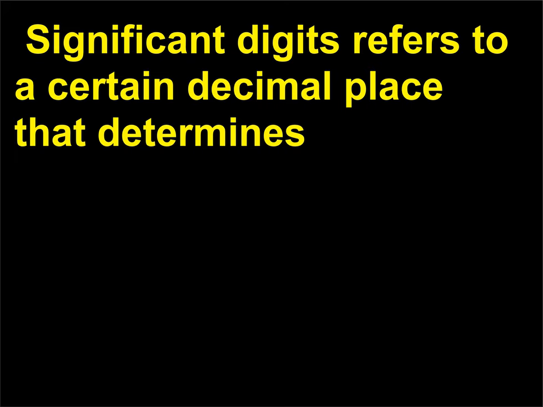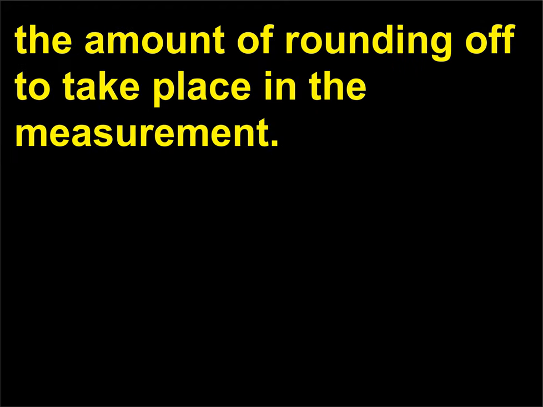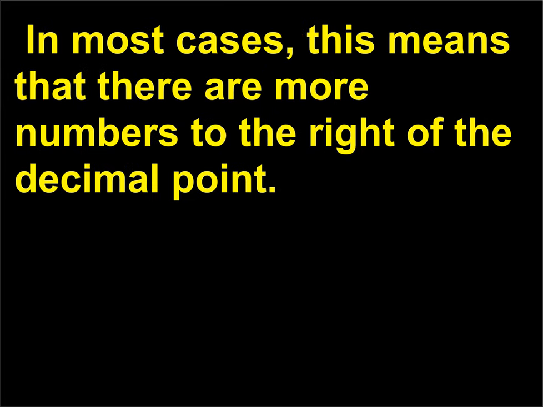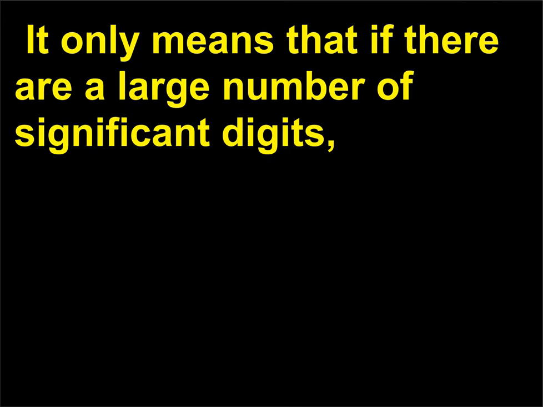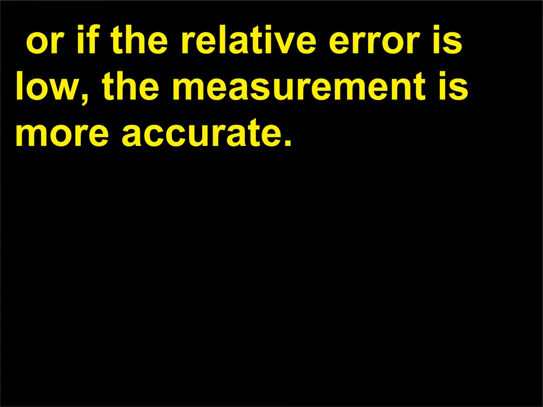Significant digits refers to a certain decimal place that determines the amount of rounding off to take place in the measurement. In most cases, this means that there are more numbers to the right of the decimal point. But beware! Accuracy in measurement does not mean the actual measurement taken was accurate. It only means that if there are a large number of significant digits, or if the relative error is low, the measurement is more accurate.